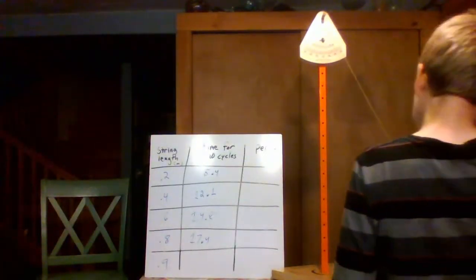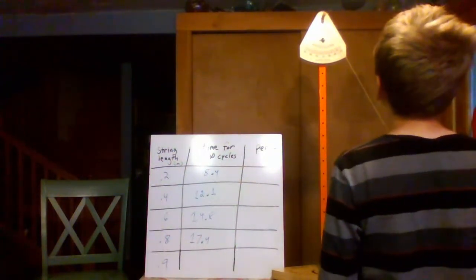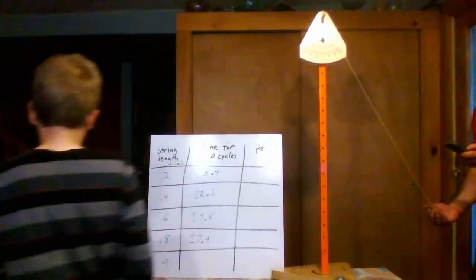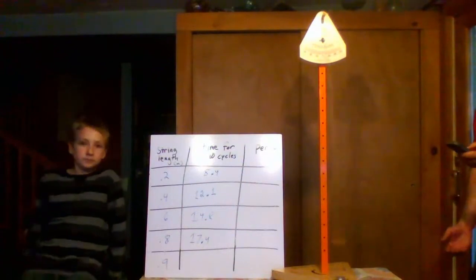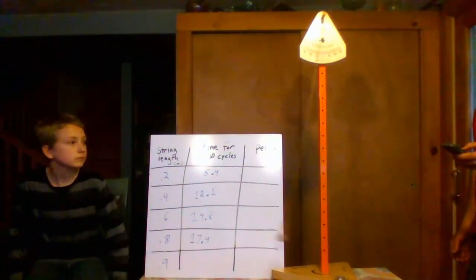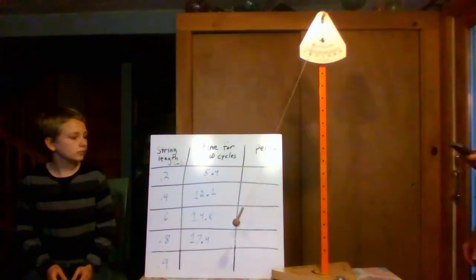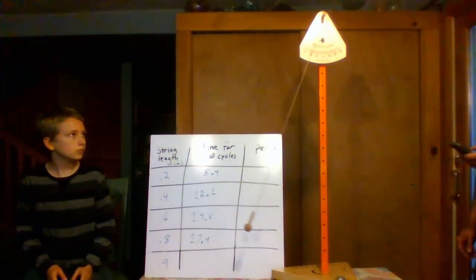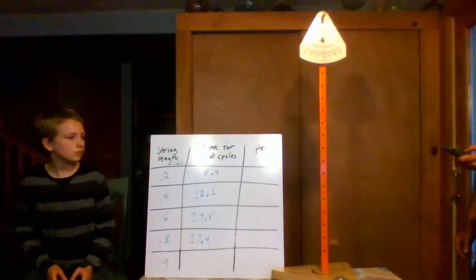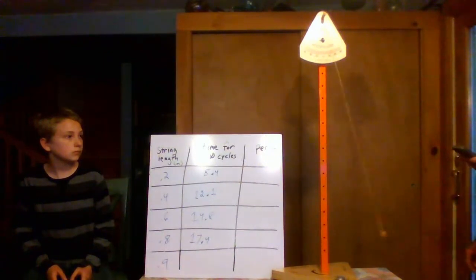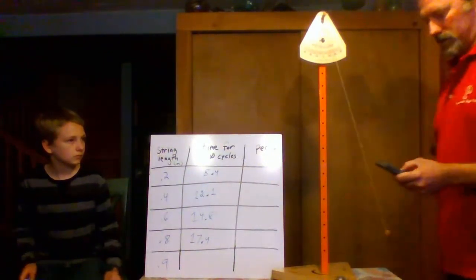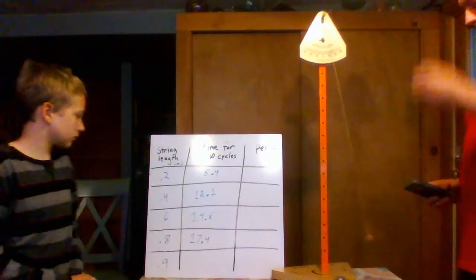And almost all the way to the bottom. Good. 1, 2, 3, 4, 5, 6, 7, 8, 9, 10. 18.5.